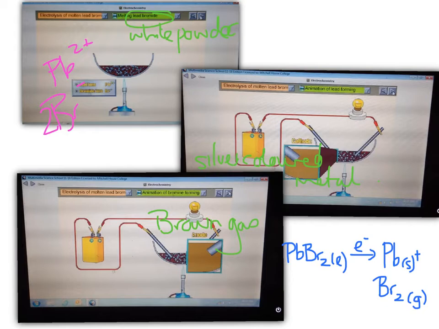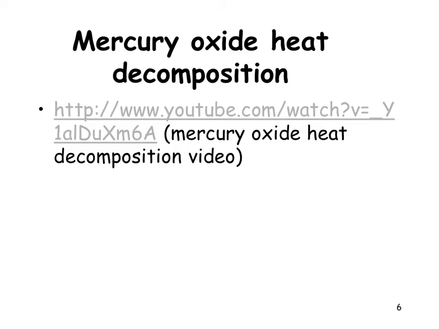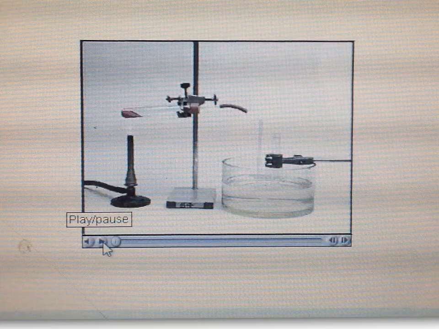But if you'd written liquid, it would be fine. So over here, you could have written solid. Over here, you could have written liquid. The phases aren't very important. What is important is that you decompose lead bromide into lead and bromine. If I decompose mercury oxide by heat, it's mercury 2 oxide as well.